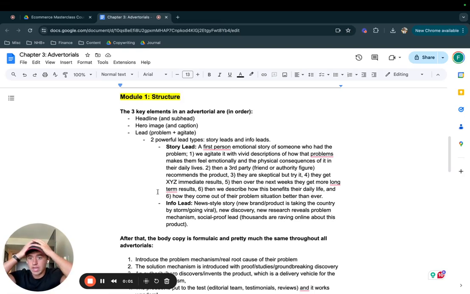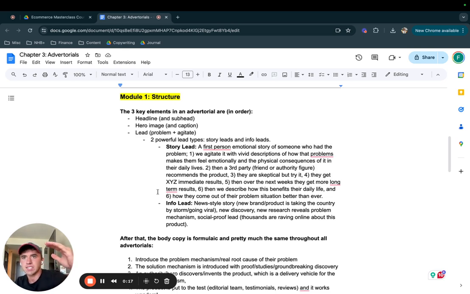Let me show you how to put together a successful winning advertorial. In my new studio today, it's actually a hotel room, but I just want to break this down in a few minutes. I'll try and keep this like 5 minutes long. I'm going to explain to you the basic advertorial structure that works.